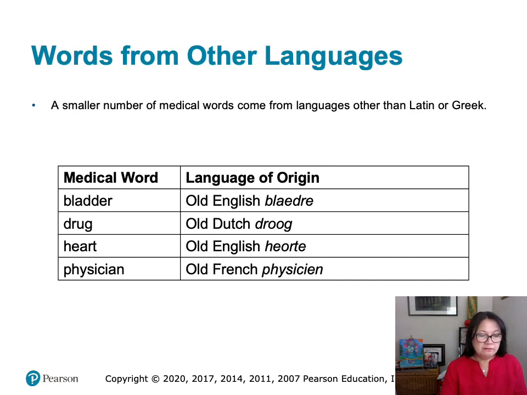A smaller number of medical words come from languages other than Latin or Greek, such as Old English, French, or Dutch. Again, several examples are provided on screen. Bladder, drug, the Old Dutch word was droog.